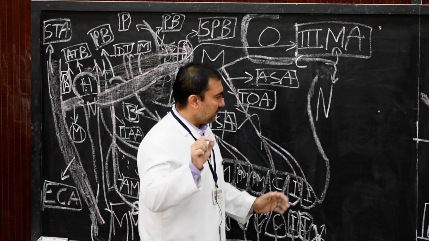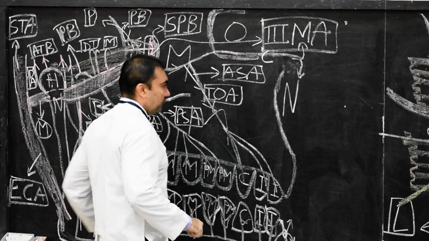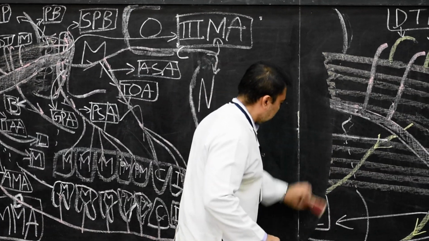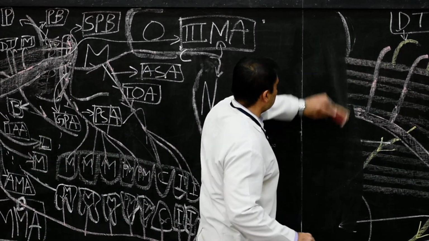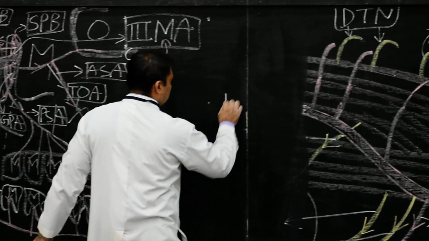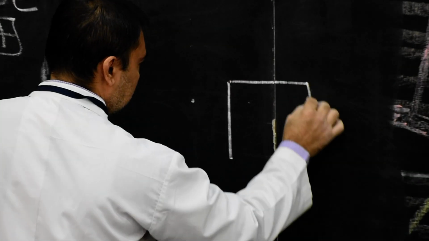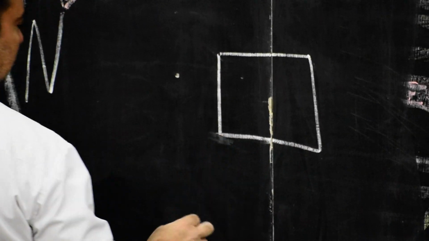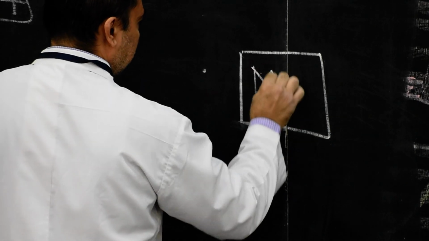Now please note down the maxillary vein. For the maxillary vein, we are going to draw a small flow chart. For example, here in the center, I make a square for the maxillary vein.